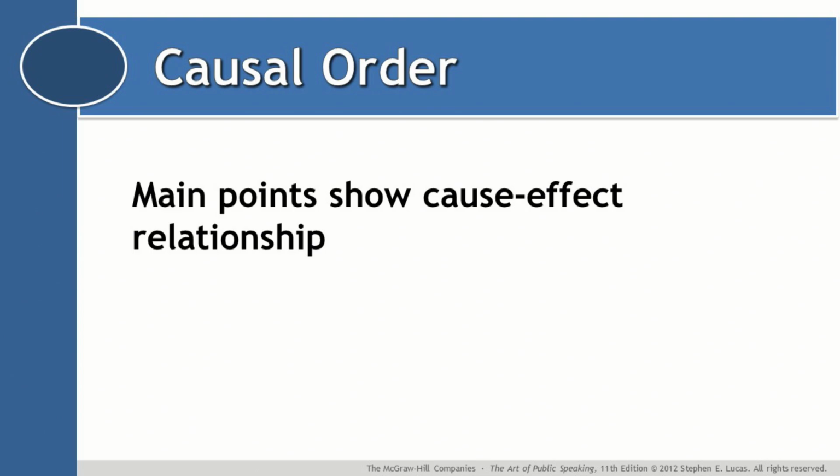Our next type of organizational pattern is the causal order. We might use this more in the persuasive series, as we would use the chronological and the spatial order for our informative speech. But the causal order simply shows how the main points show a cause and effect relationship. So let's take a look at an example of what that might look like.